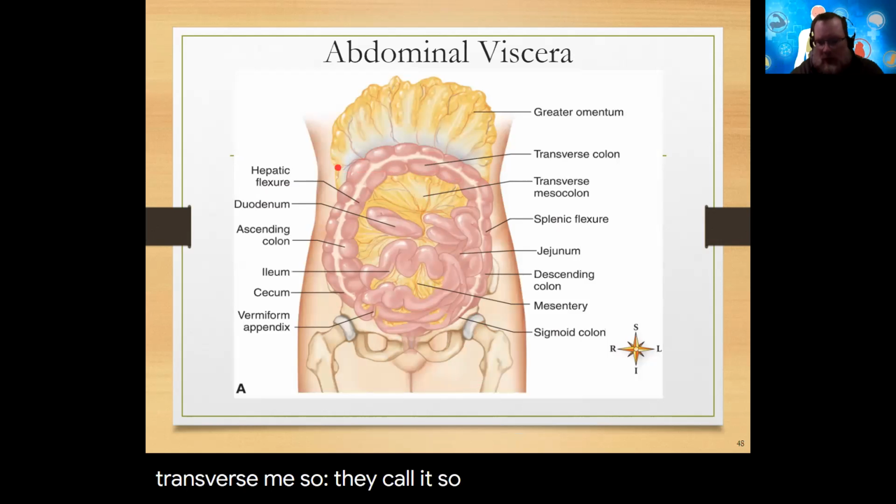So first off, what we have is something called the greater omentum, and this actually has been lifted up off of the abdominal organs, or the abdominal viscera.